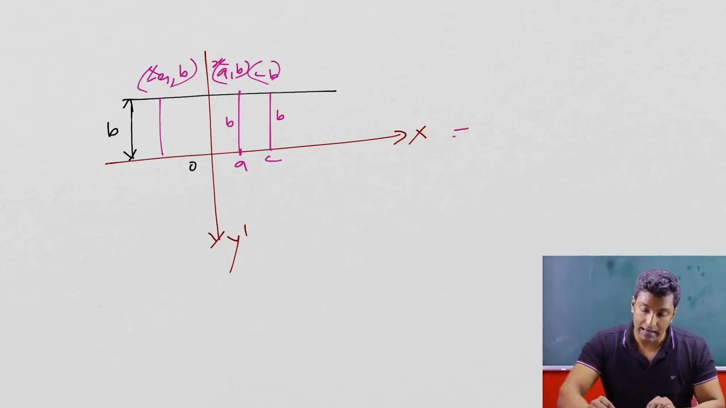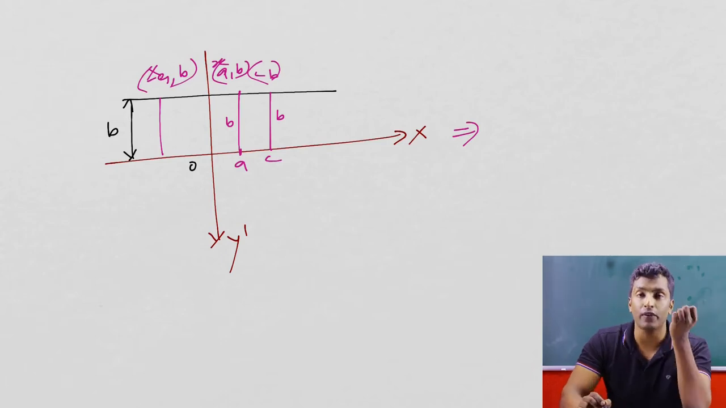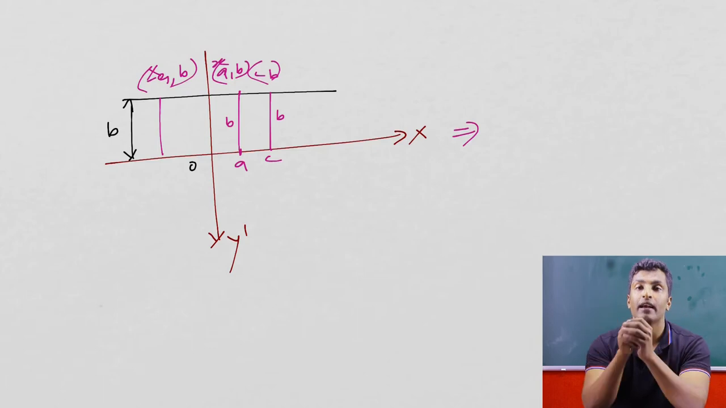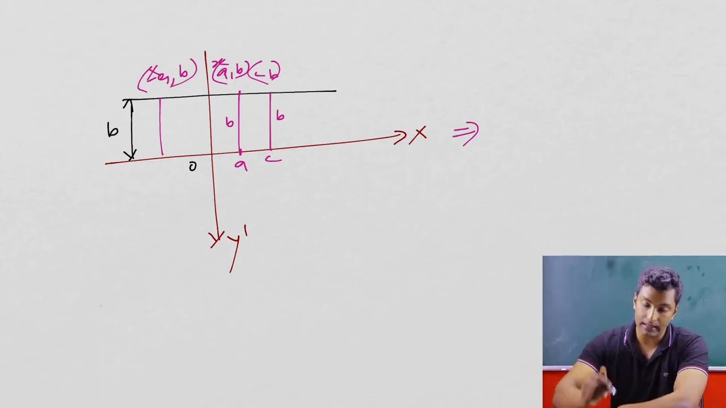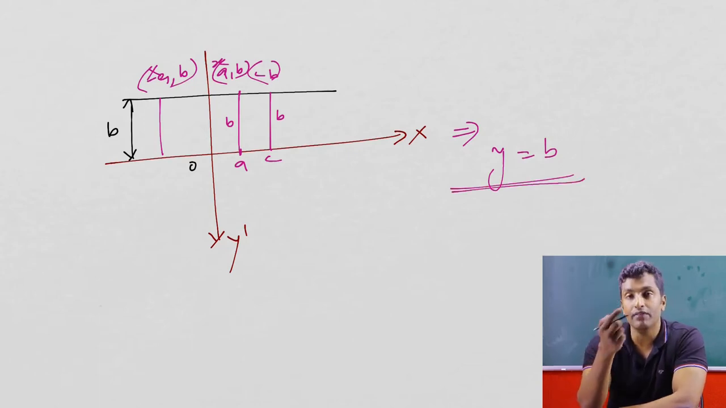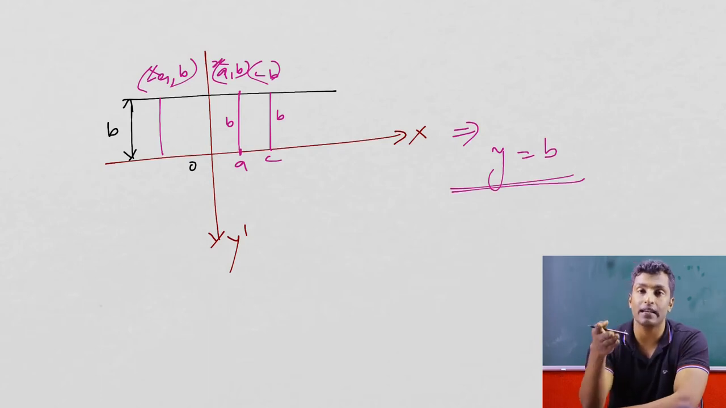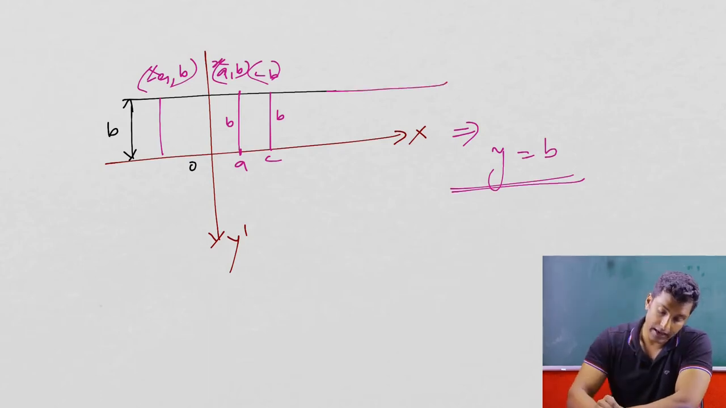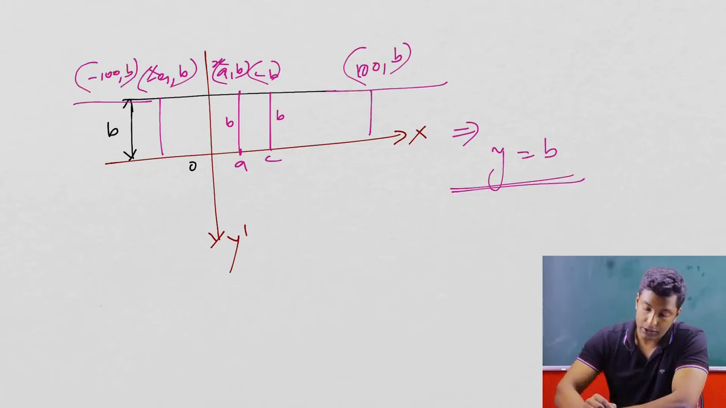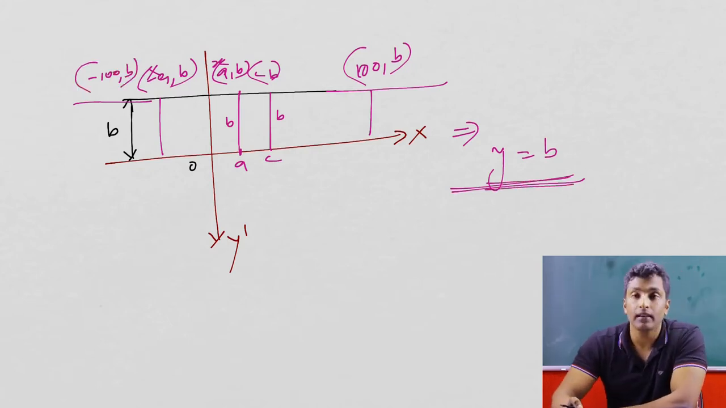So the equation of this line is irrespective of the x coordinate, because x can take any value and will satisfy the equation. The only thing is that y must be equal to B. So this is the equation of a line parallel to the x-axis. I don't want to talk of x because any value of x will satisfy this. If x is 100, the y coordinate will be B. If x is -100, the y coordinate is still B. So y equals B is the equation.